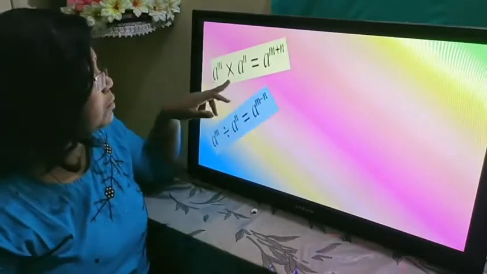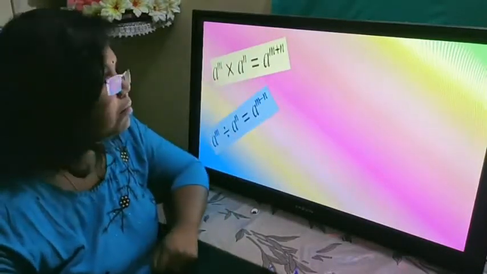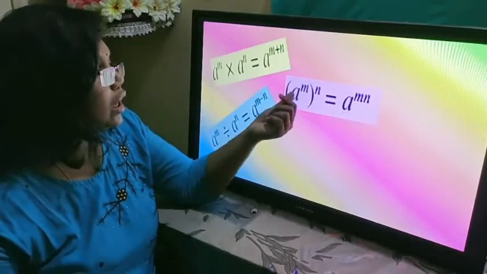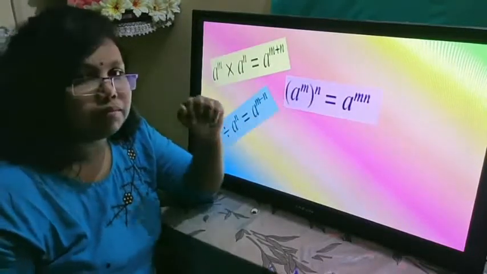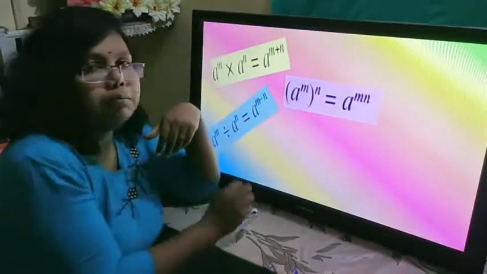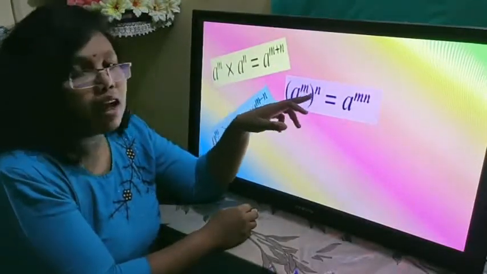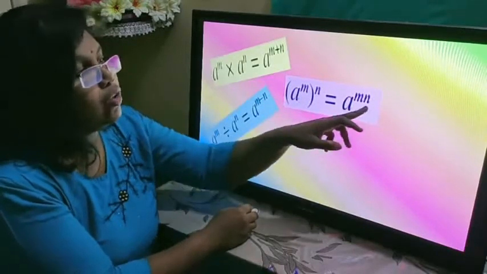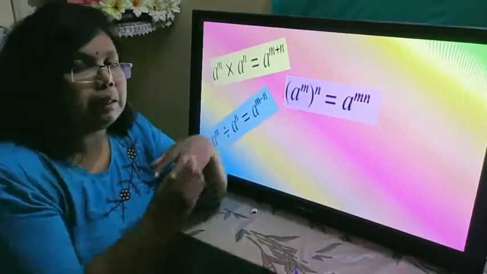Division is subtraction, multiplication is addition. Now a raised to m, totally raised to n. That means there's a bracket. So what exactly does it mean? You multiply the exponents. M and n have to be multiplied. That is a raised to mn. Mn is nothing but multiplication.